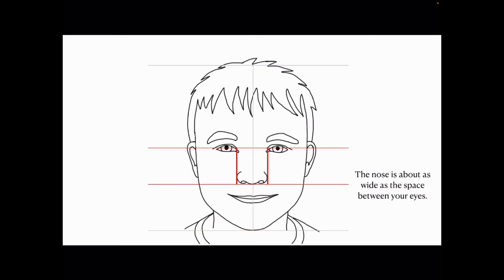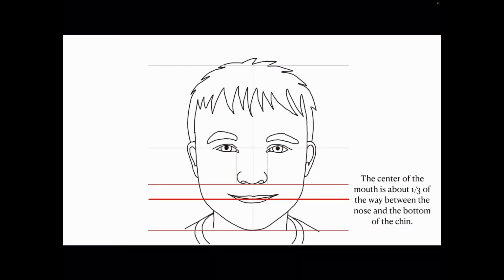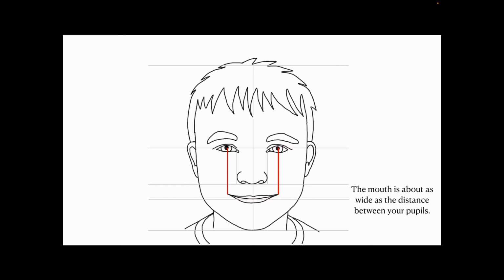The nose is about as wide as the space between the eyes. The center of the mouth is about 1/3 of the way down between the nose and the bottom of the chin. The mouth is usually about as wide as the distance between the pupils in the eyes, but this changes depending on if you're smiling or making a silly face.